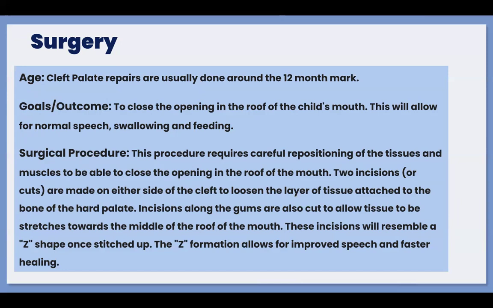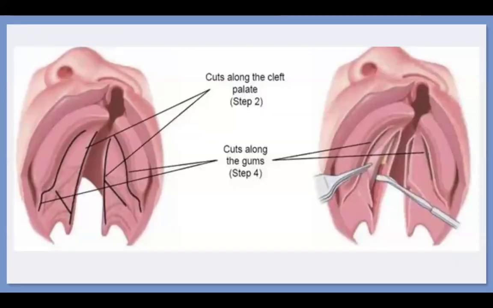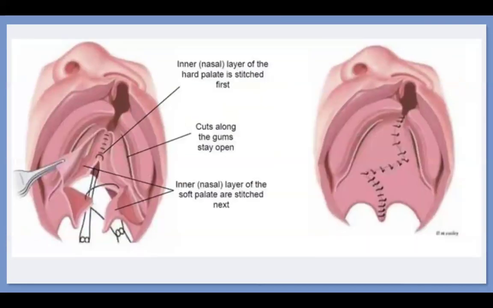Incisions along the gum are also cut to allow tissues to stretch, and once it's stitched up, it will resemble a Z shape. Scientists, doctors, and researchers have seen that this formation allows for improved speech and faster healing. And this is an image of where the cuts are made, along the gums and the palate, and where they are being stitched up in that Z formation.